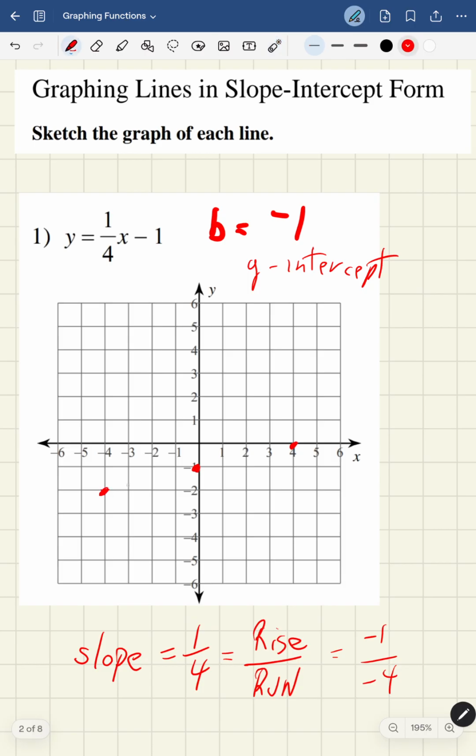And now I have my 3 points. All I have to do now is connect them. And that's my line. So let's see if I can make a line here. Connect them. There you go. And there's your line.